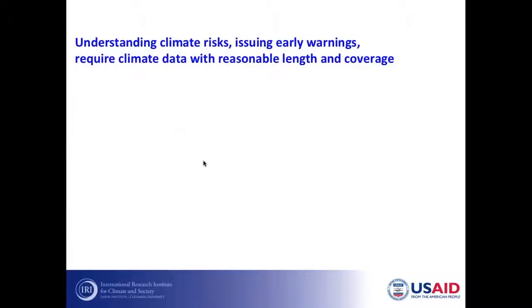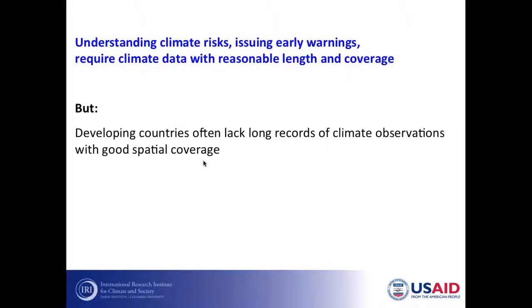Now, learning from the past, understanding those climate risks, issuing early warnings, require climate data with reasonable lengths and coverage. And we know that in many developing countries, there is a lack of long records of climate observations with good spatial coverage. So that's why the IRI started working in combining observations from meteorological stations with satellite information. And another webinar will discuss this subject.